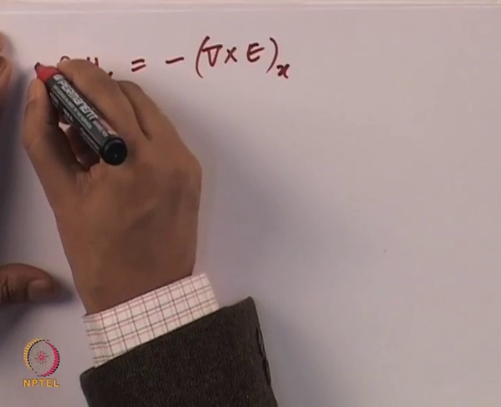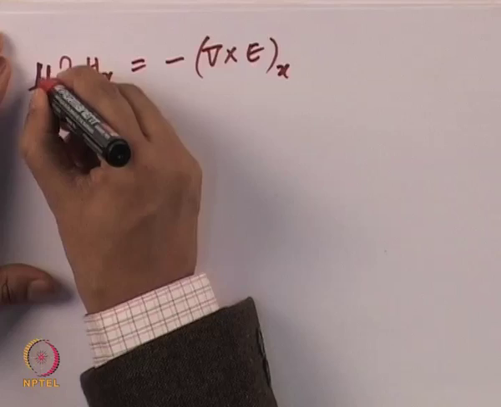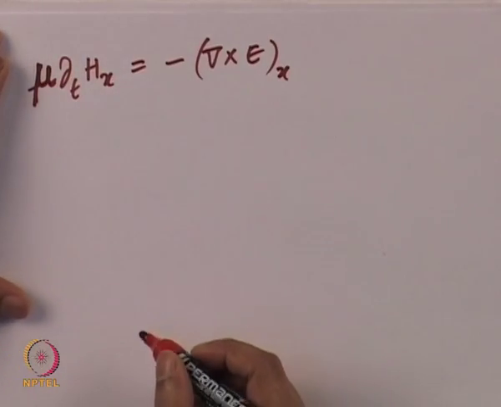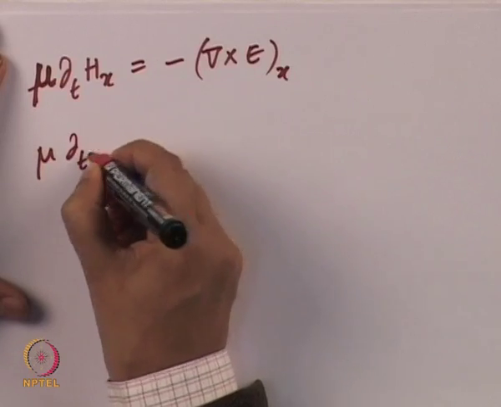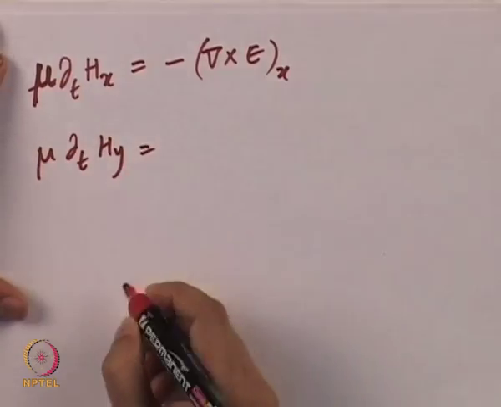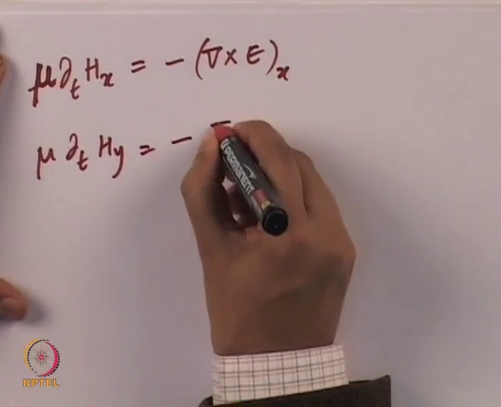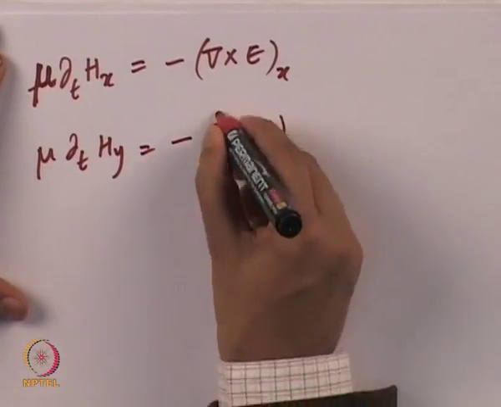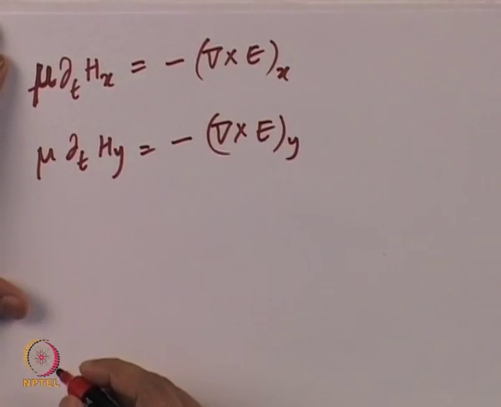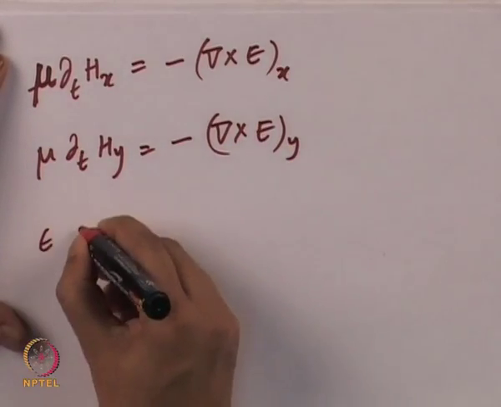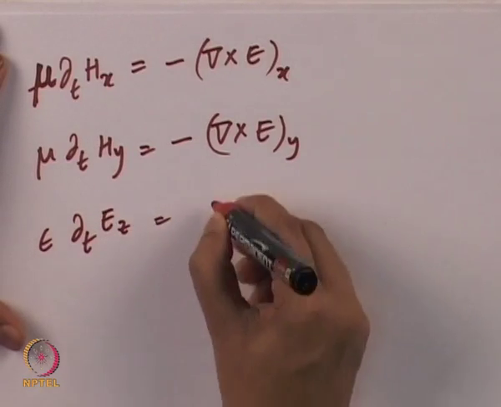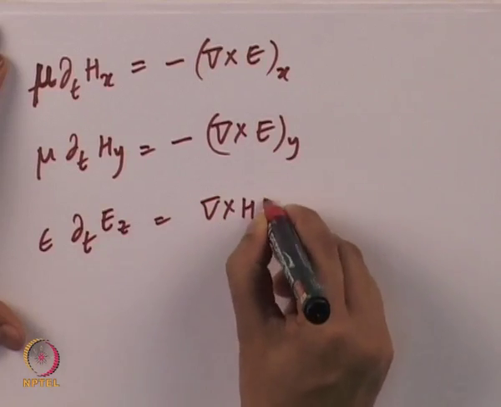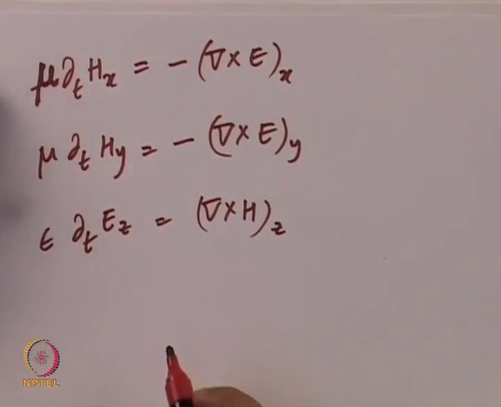Of course we have the mu term here, and similarly the mu term multiplied by dou t of Hy is equal to minus del cross E, the y term here, and epsilon dt Ez is equal to del cross H, the z term. So let us look at these individual terms step by step.